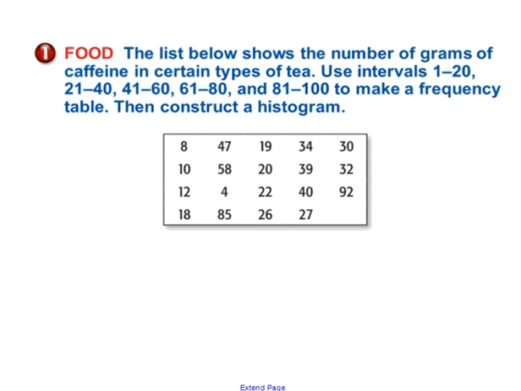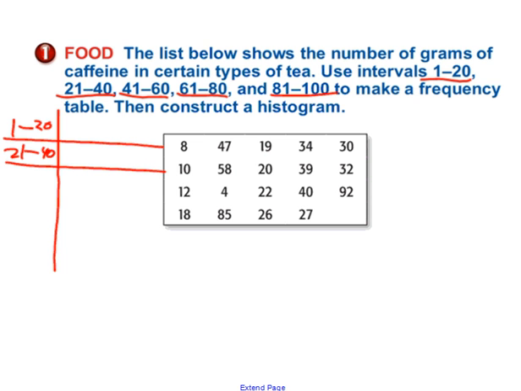The list below shows the number of grams of caffeine in certain types of tea. Use intervals from 1 to 20, 21 to 40, 41 to 60, 61 to 80, and 81 to 100 to make a frequency table. Then construct a histogram. So let's start here, and let's go from 1 to 20, and then from 21 to 40, and 61 to 80, and 81 to 100. Did I get them all?